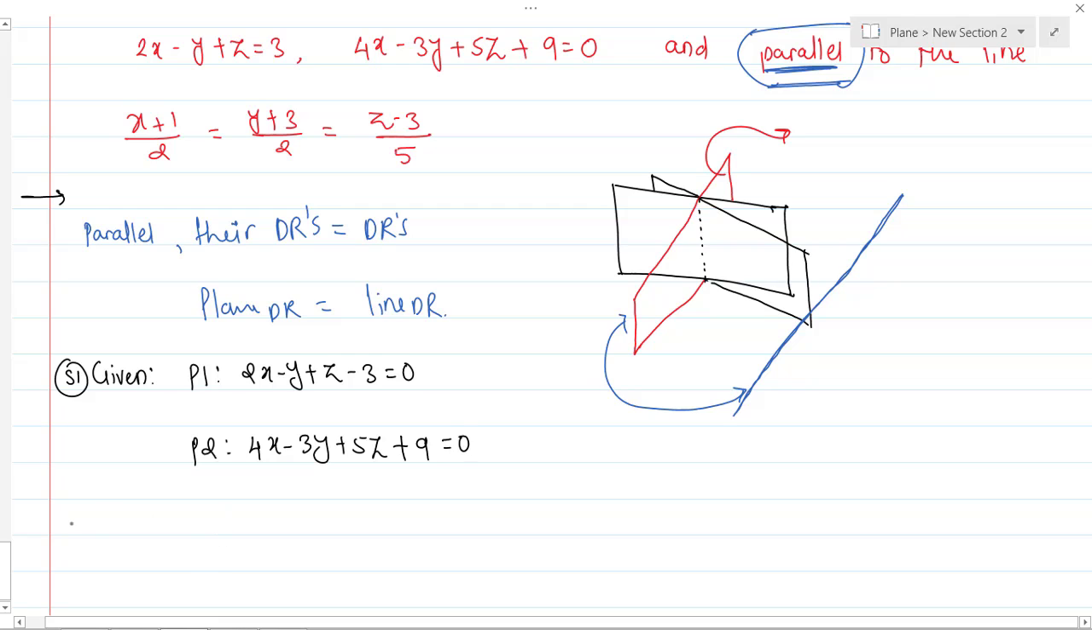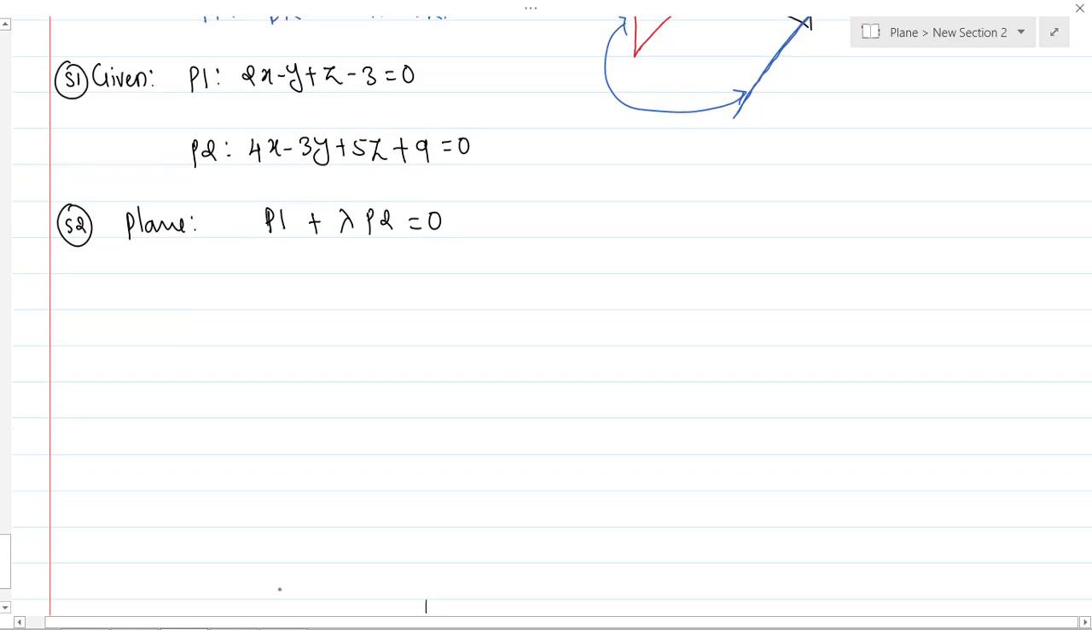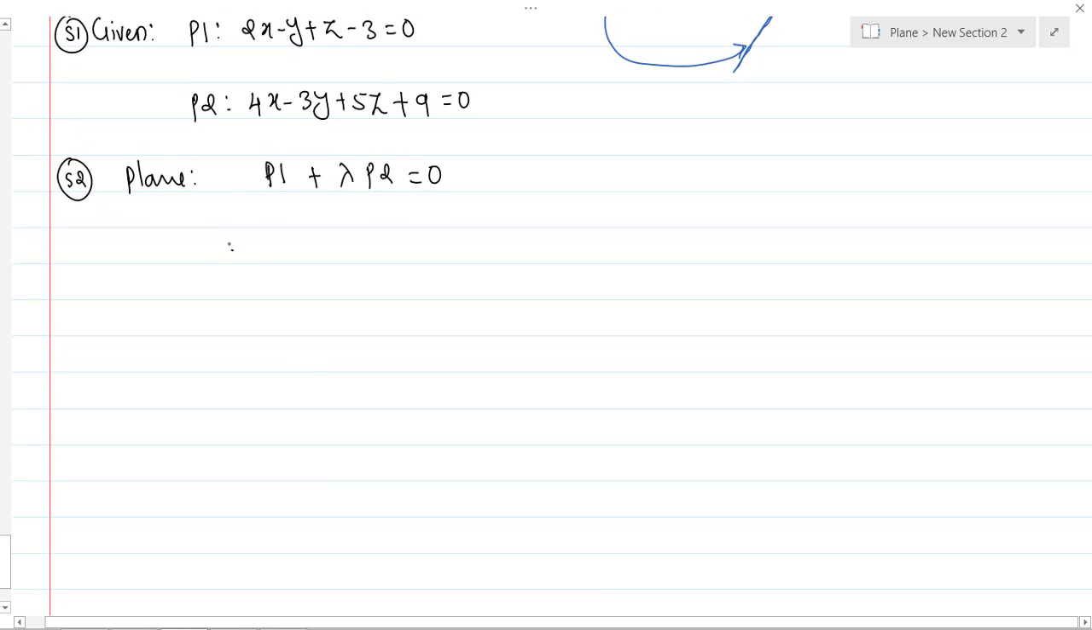Okay, step 2 is what? Write down the required equation of a plane, which is nothing but P1 plus lambda P2 equals to 0. So let's substitute the values here. P1's value is 2x minus y plus z minus 3 plus lambda into 4x minus 3y plus 5z plus 9 equals to 0.